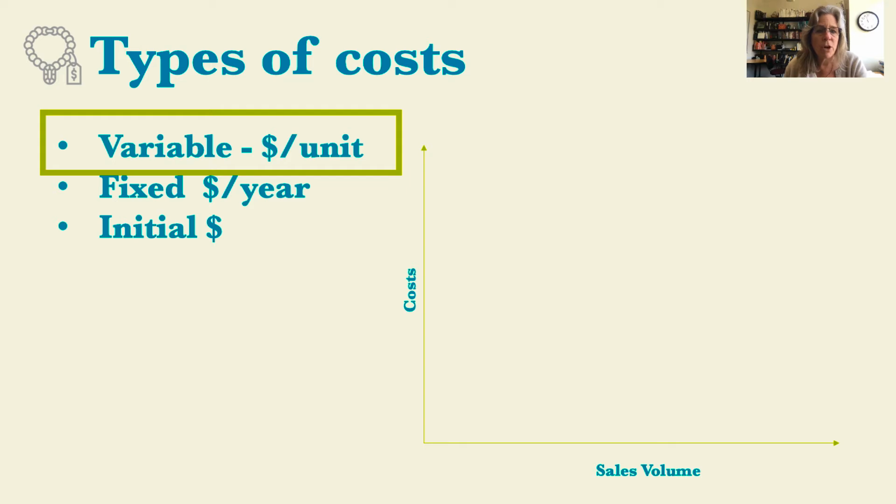Now, if we look at a graph with sales volume on the x-axis and costs on the y-axis, these variable costs are just a slope up. The slope would be the dollar per unit change in total cost, and we would consider these to just be increasing over the sales volume amount.